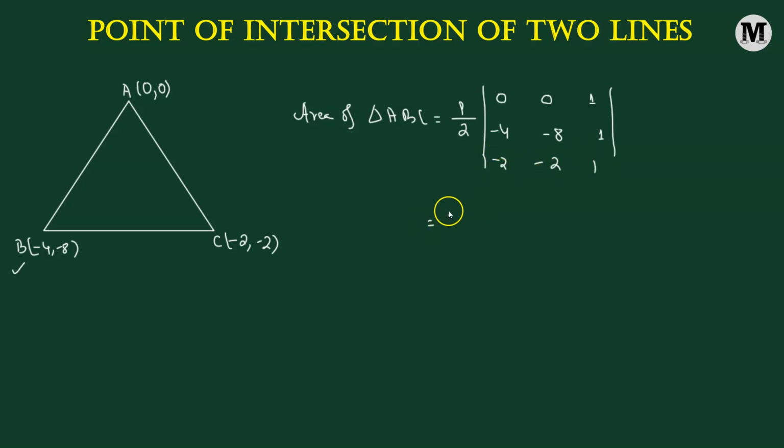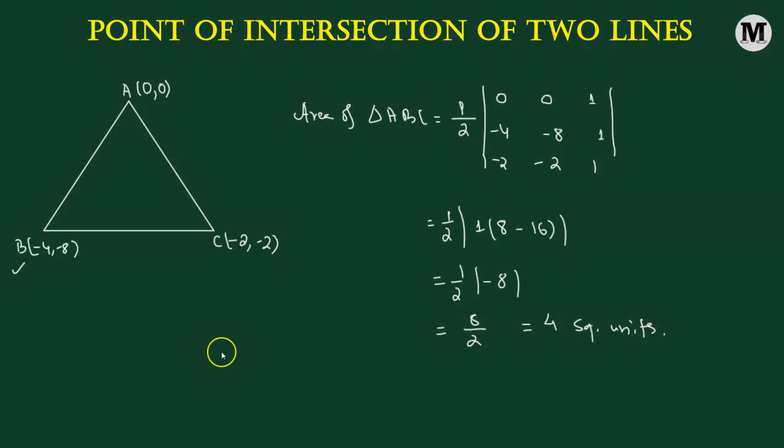Now we're going to expand this determinant. That is going to be equal to 1 multiplied by negative 4 times negative 2, so that's positive 8, minus negative 8 times negative 2, so that's negative 16. That's going to give us half times the absolute value of negative 8. Negative 8 means we simply have 8 over 2, so that's going to give us 4 square units. So that is going to be the area of the triangle.